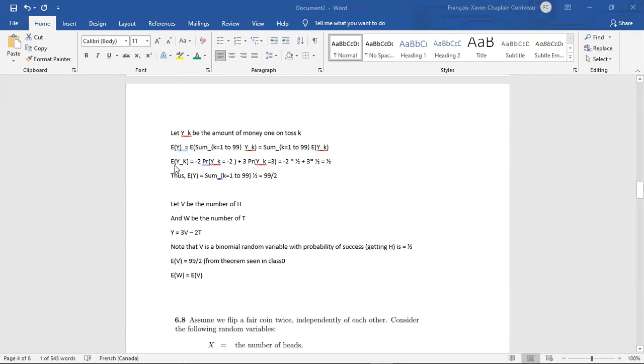So it's just from the definition. The expected value of the winnings on one toss, what is it? I just use the definition of expected value. I have two options. Either I lose 2, or I gain 3.